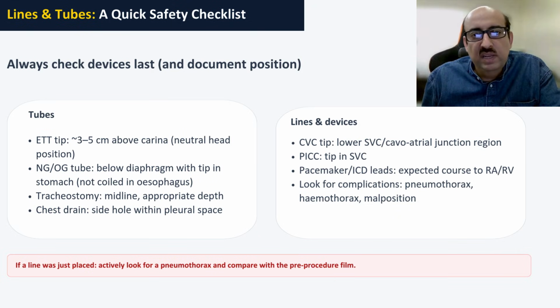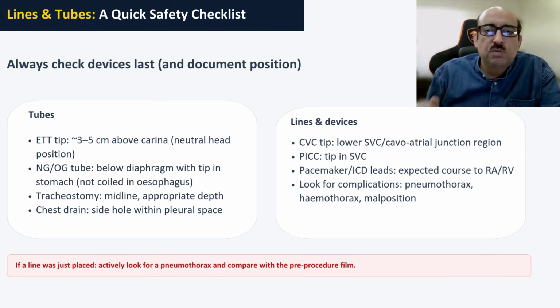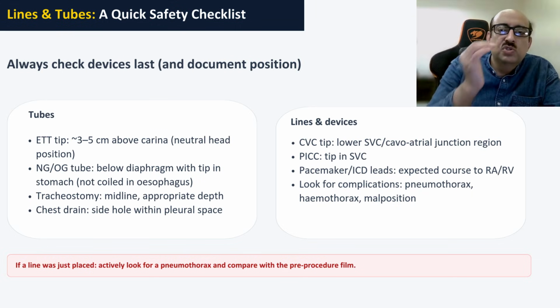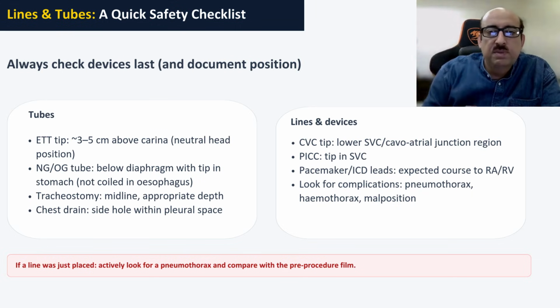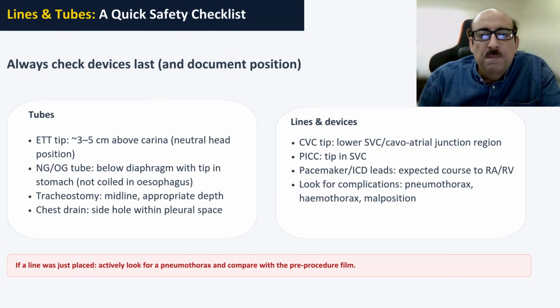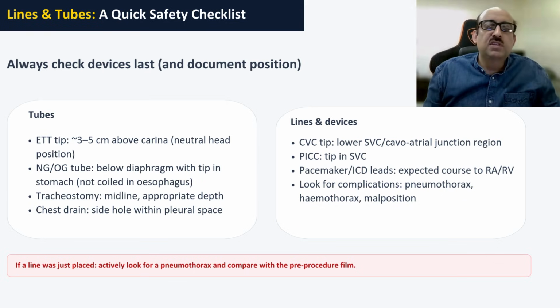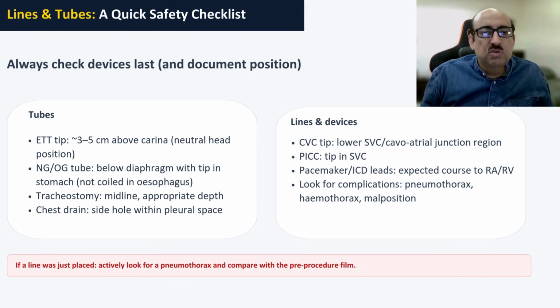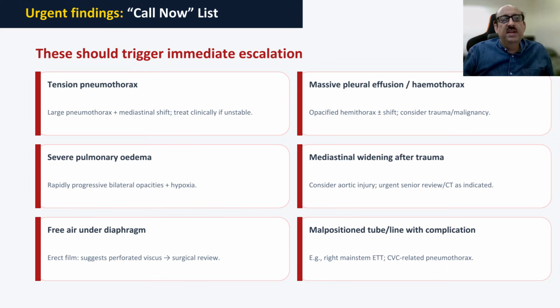In terms of other lines, the central venous catheter tip should be just above the SVC right atrial junction. The PICC line should also be in the superior vena cava. Pacemaker and ICD leads should be expected to course along the right atrium and right ventricle, because that's where they are pacing and sensing. In terms of complications, especially if it's immediate post-procedure, you definitely need to look for pneumothorax, hemothorax, or malposition.